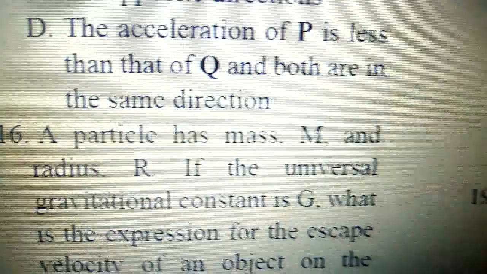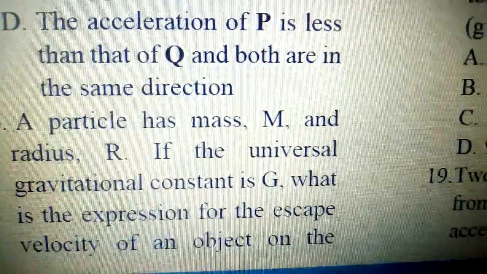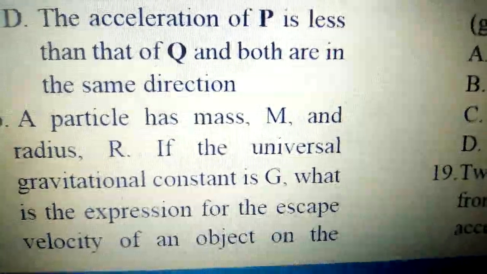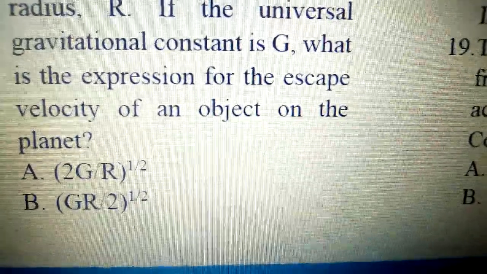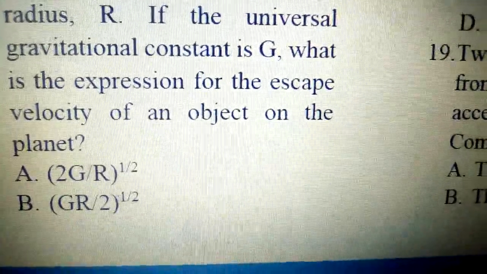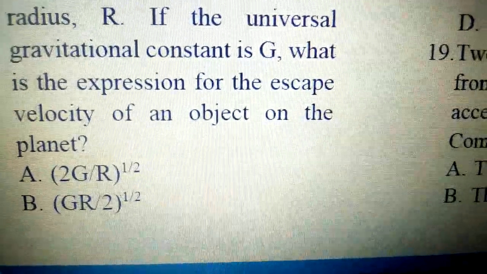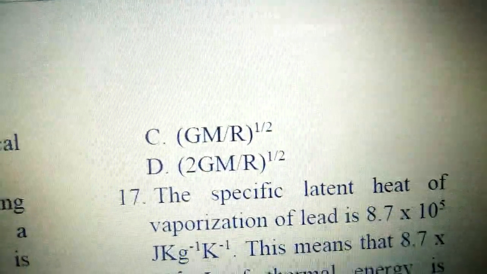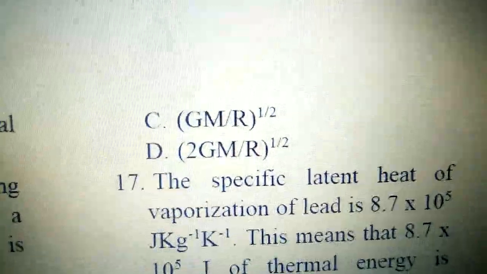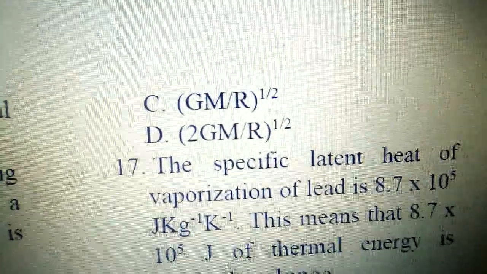Number 16. A planet has a mass m and radius r. If the universal gravitational constant is G, what is the expression for the escape velocity of an object on the planet? A, square root of 2G over r. B, square root of GR over 2. Option C, square root of GM over r. Option D, square root of 2GM over r. The answer to number 16 is D.